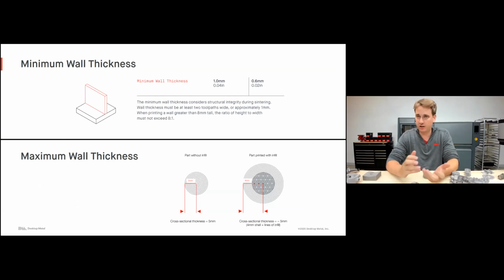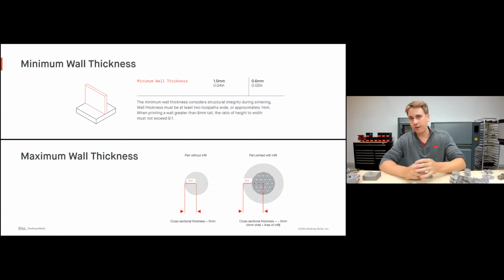Sintering does have some stresses induced into your part. As it's shrinking into itself, that's an opportunity for cracking to happen. You want to make sure you're achieving a minimum wall thickness of about 1 millimeter on the 400 nozzle and 0.6 millimeters on the 250 micron nozzle. That's going to ensure that your part has adequate structure to survive sintering.